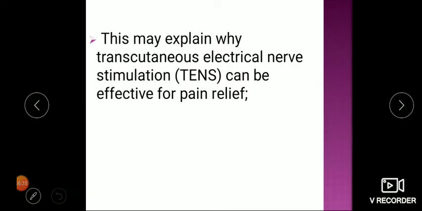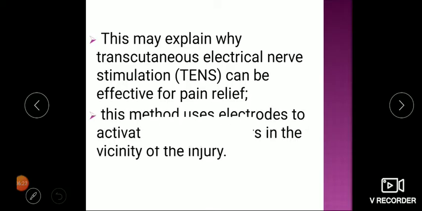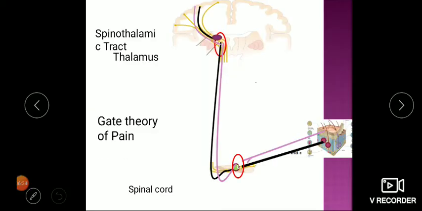If you stimulate the skin near the pain area, this method uses electrodes to activate A-alpha, A-beta fibers in the vicinity of injury. So here you can see, if you are giving stimulation here by transcutaneous stimulation or rubbing this area, or nowadays chemicals we are using to relieve the pain, gels are there. Now what are these pain gels? They are simply counter irritants. They will irritate this part of the skin, leading to stimulation of this touch fiber.